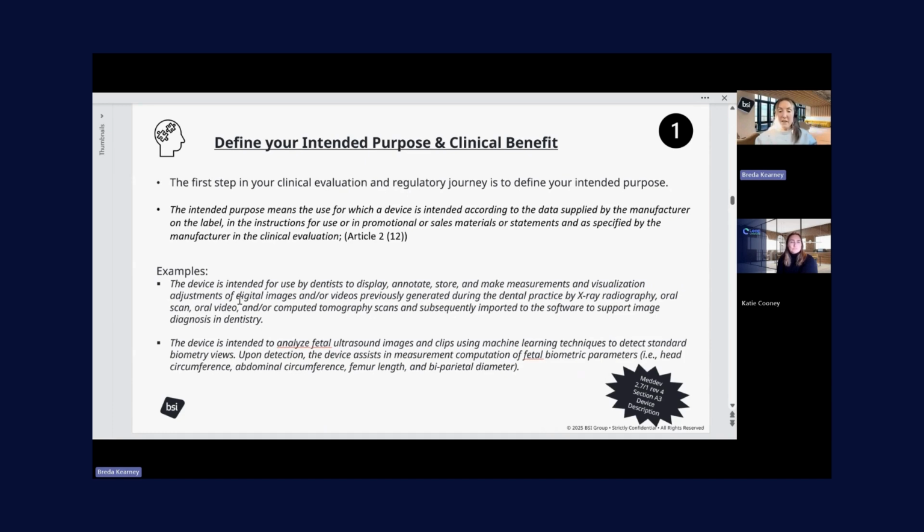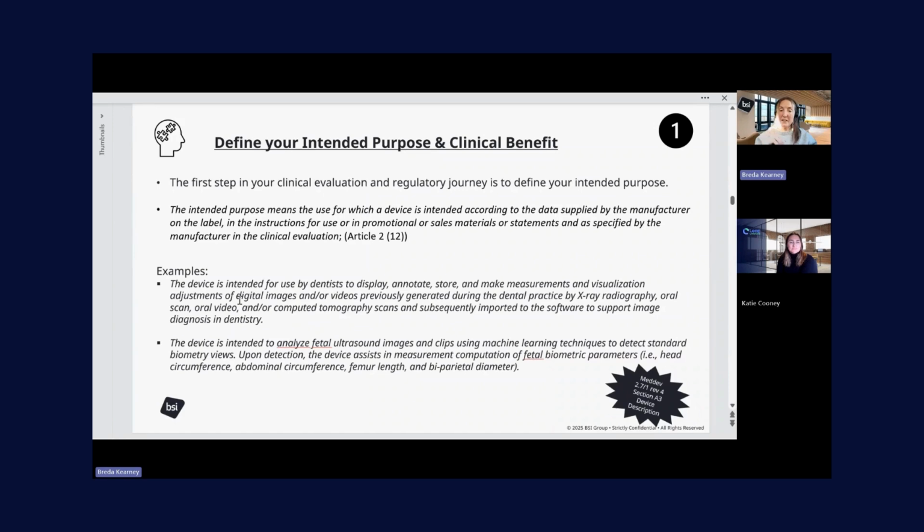The next one I have is a different type of device, and this one is intended to analyze fetal ultrasound images and clips using machine learning techniques to detect standard biometry views. Upon detection, the device assists in measurement computation of fetal biometric parameters, i.e. the head circumference, abdominal circumference, femur length, and biparietal, it's a big word, diameter. So again, you can see it's very specific.